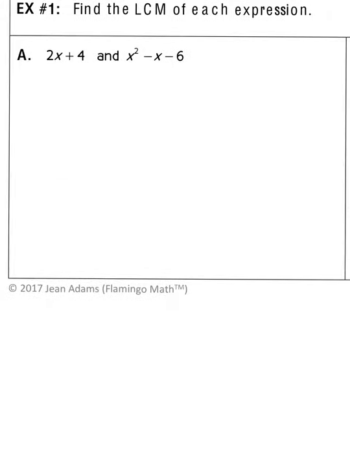So let's look at example 1a. In example 1a, you have 2 expressions, and you have to find the least common multiple between those 2 expressions. So the first thing that you need to do, and the directions are telling you to do this, is to factor each of your expressions. So the first expression, you can factor out a greatest common factor of 2, and you end up with 2 times x plus 2. Now my assumption here is that you do know how to factor. So if you have some questions about that, you can always text me.